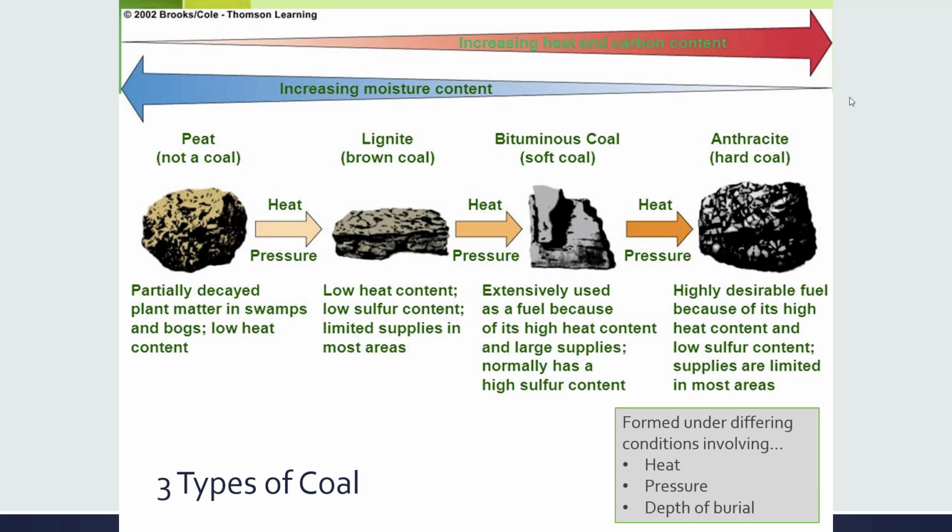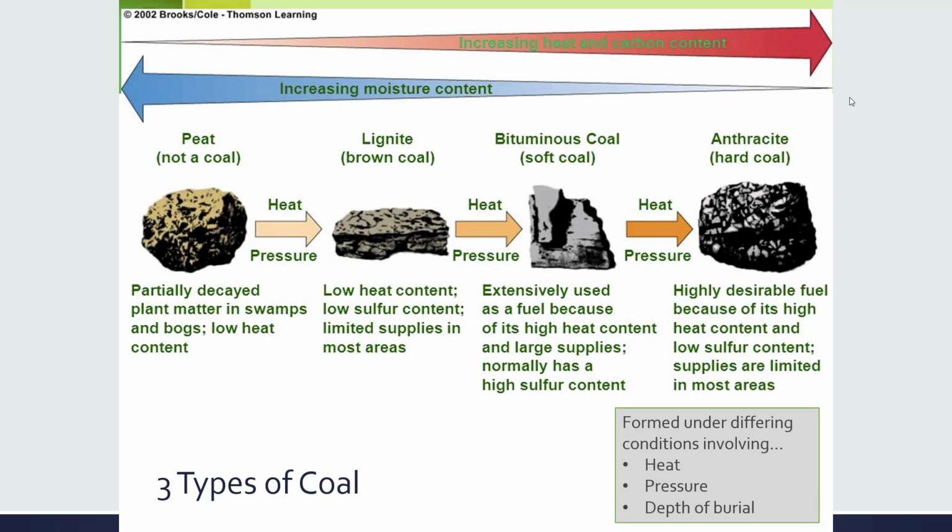So remember, the 3 types of coal are lignite, bituminous, and anthracite. The more you move from left to right on this particular page, the less moisture content you have, and the more condensed the carbon content is, which means anthracite is the kind of coal everybody wants.